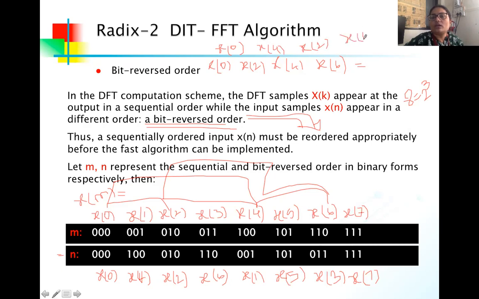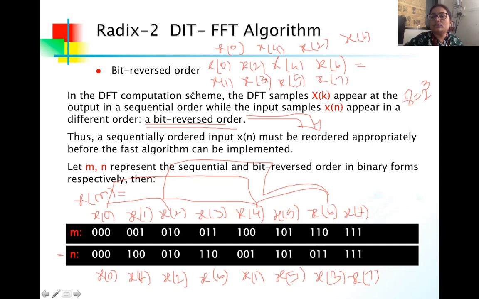In this way, the entire data points have been reordered. In the same manner, you can do it for odd values also. In the first partition, the odd values are x1, then the next odd value is x3, then x5, and the next odd value is x7. These are the odd values.